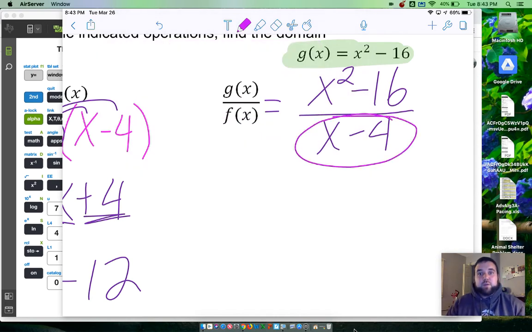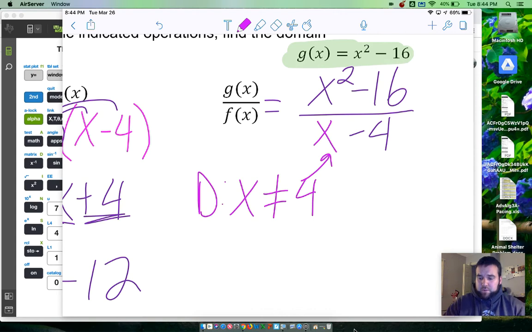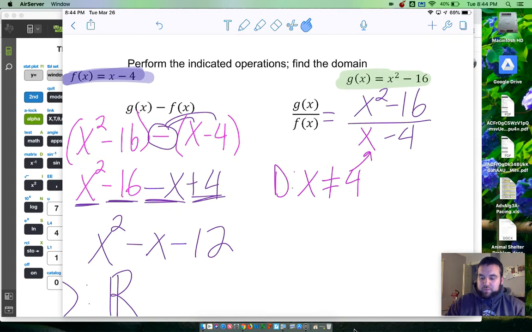Again, it is a fraction, so I can't have the denominator equal to 0. And I see that if I were to replace that variable with the number 4, so this said 4 minus 4, right? That would be bad because I'd be dividing by 0. So that is the number that is not in my domain. So for the domain for this, I would say x cannot be positive 4. Any other number works, cannot be positive 4.